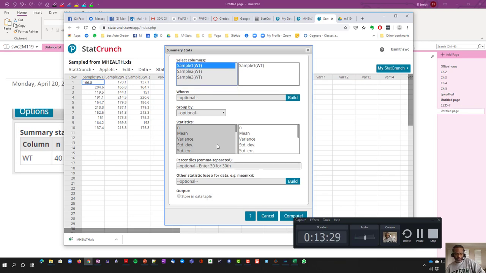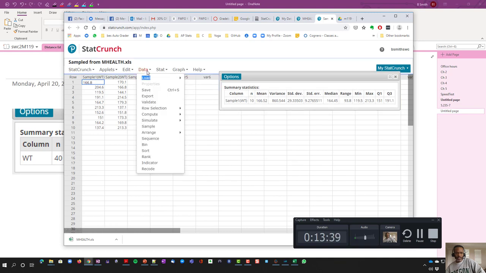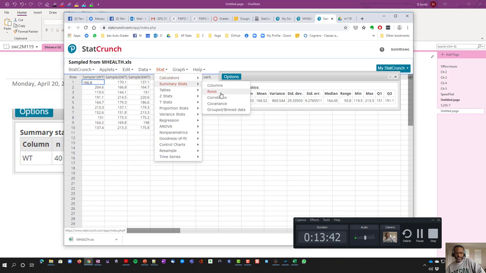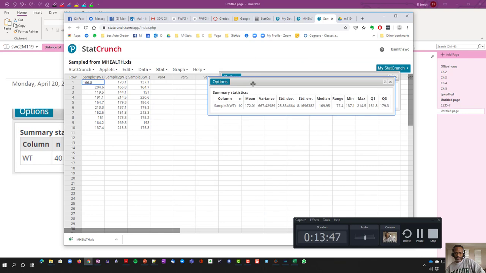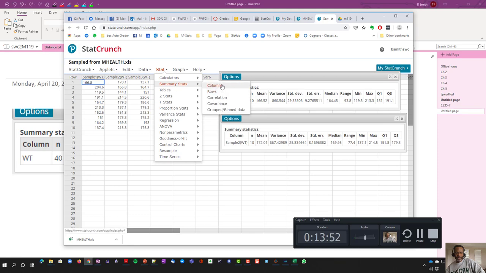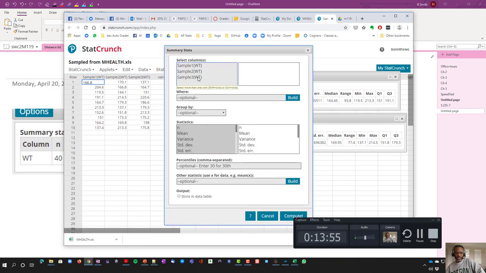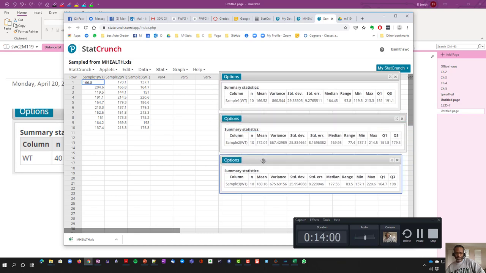So let's go ahead and do that. I won't change anything here. So there's the first column, and it looks like the mean is 162. Let's do this again. We're going to get the summary stats on the second column. And then I'll get the summary stats on the third column. So we have 3 different means that we came up with.